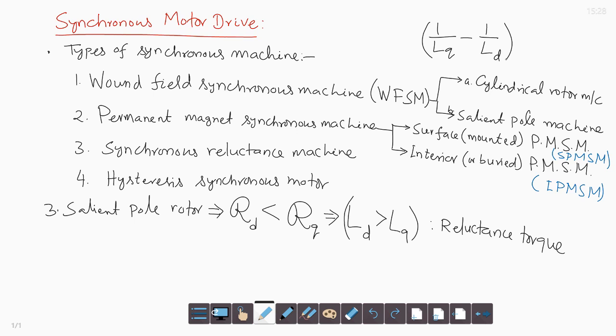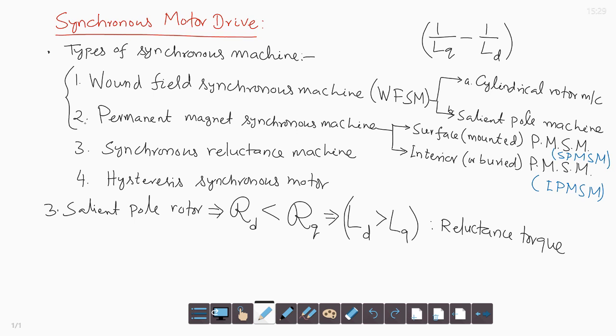Let us discuss more comparison between the first and second category, wound field synchronous machine and permanent magnet synchronous machine. As the name indicates, in a wound field synchronous machine, the rotor has a winding and it gets DC supply, which produces an electromagnet. That rotor MMF, rotor magnet, gets locked with the rotating stator MMF and it rotates in synchronism, that produces the torque.